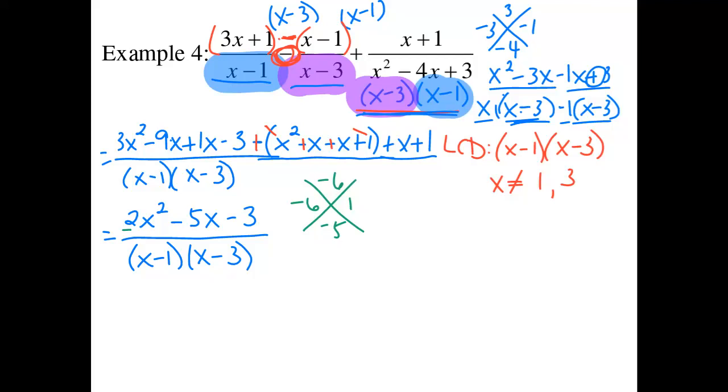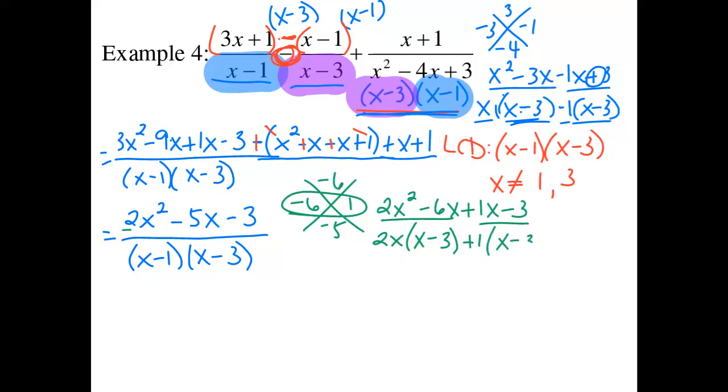So the numerator was 2x squared. We're going to use these two numbers to fill in the x term, so negative 6x and positive 1x minus 3. And then we group each two. So we can take out a 2x for the first two terms. We're left with x minus 3. And then the second one, we have x minus 3 here, so I'm just going to write plus 1 times x minus 3, because these are now identical.